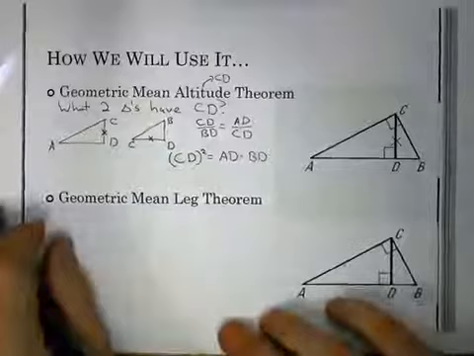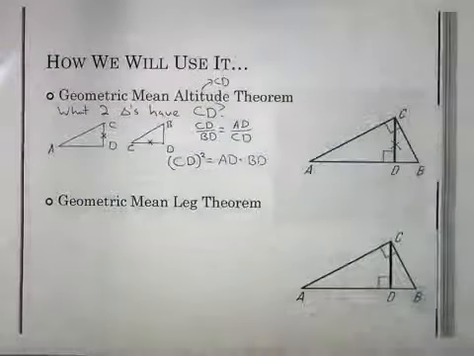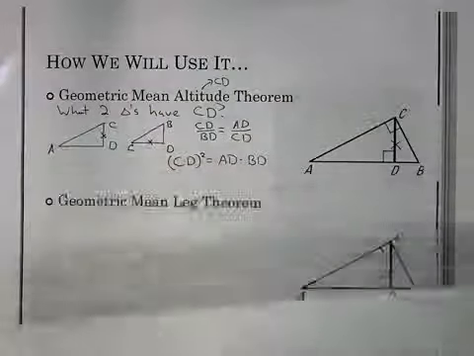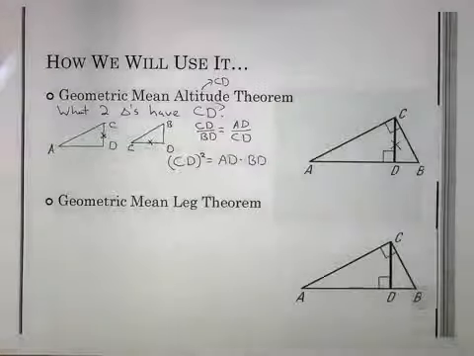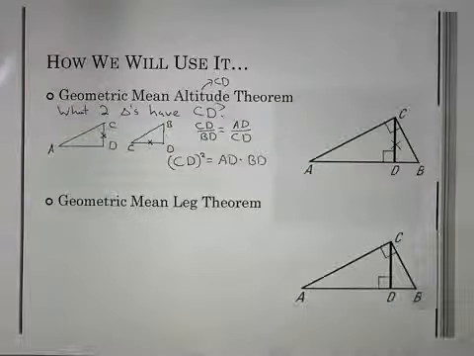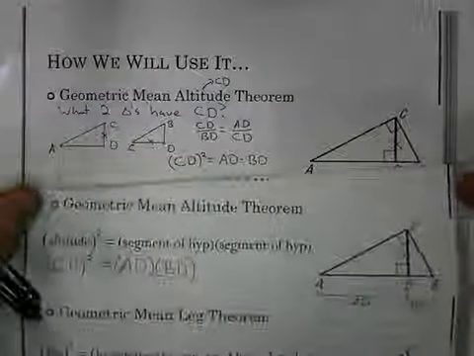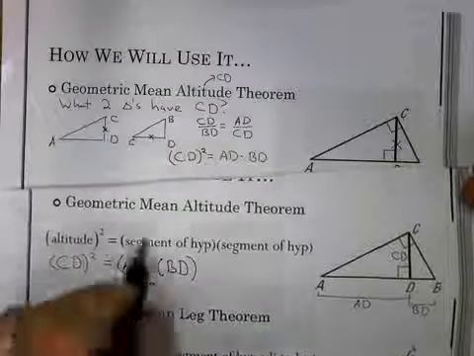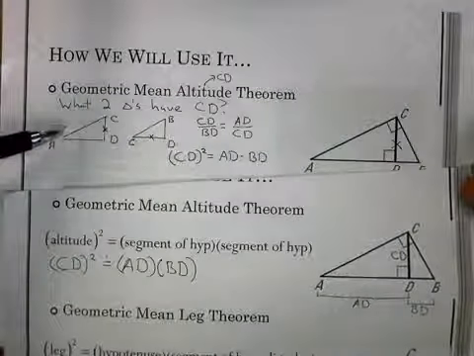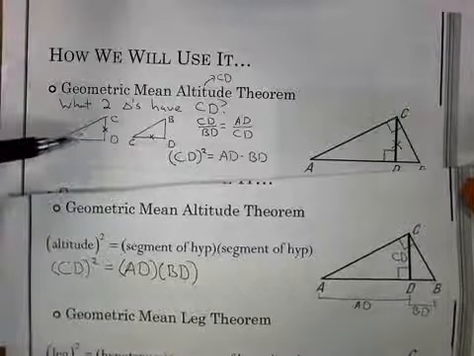Now, does that look familiar? It should. It's what we just said from the theorem when we said altitude squared equals segment times segment. Matches up, but now we didn't have to rely on memorizing this. We could just use similar triangles.